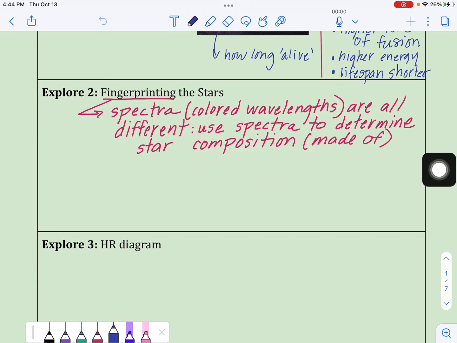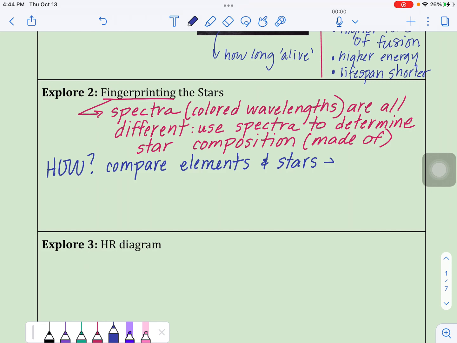So when we think about how exactly we can use the spectra to determine composition, we're doing a quick comparison of the elements and stars. And the comparison is not enough. We have to know what we're looking for. To know that this element is, yes, part of the star composition, what we have to see is 100% of a match with those spectral lines. I need to see all of those match up to know that element is part of the star.